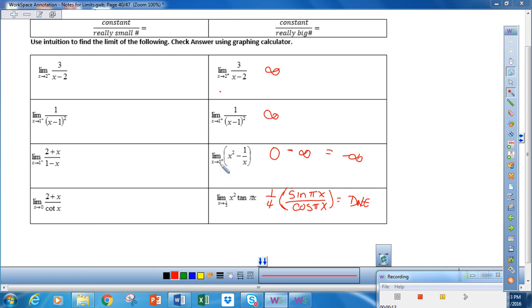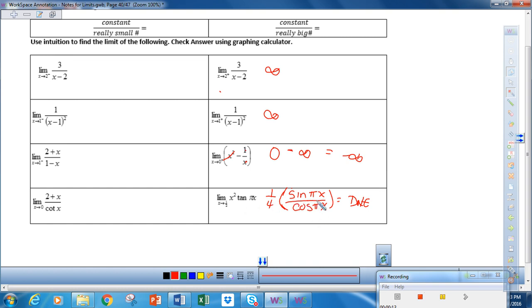For this one, as x goes to 0, this goes to 0, and then I have 1 divided by a really, really small number because it's going towards 0 from the right. So it's positive, but since this is a minus, it becomes negative infinity.